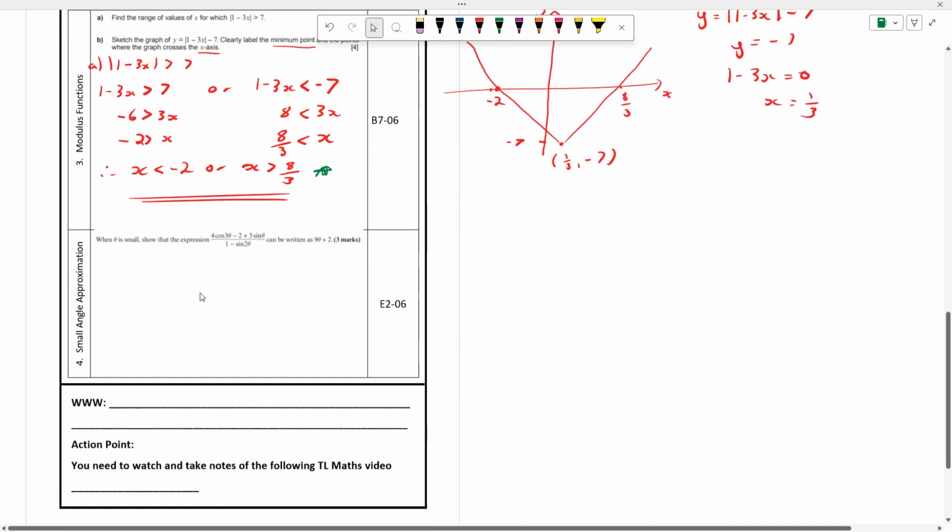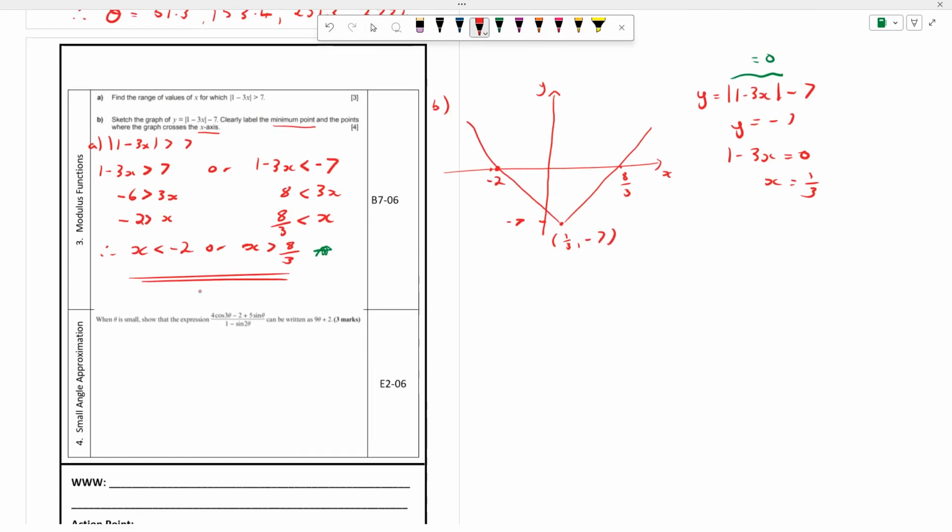So the final question: it tells me theta is small, so I need to use my small angle approximations to show that the expression can be written as 9 theta plus 2. There's quite a lot of simplifying to do here. I've got quite a nasty fraction, so what I'm going to do is split it up. I'm going to firstly look at the numerator and see how much I can do with this before I go any further.